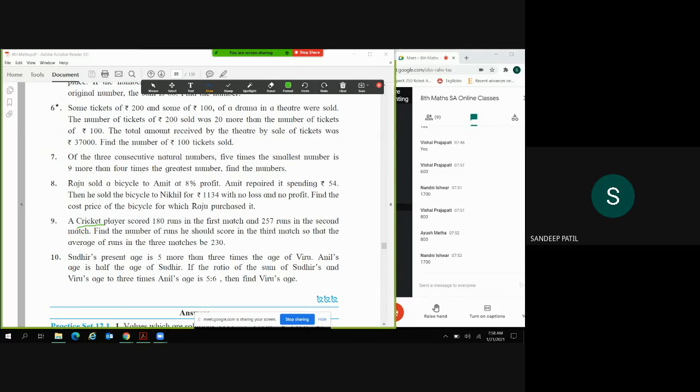So a cricket player scored 180 runs in the first match. Okay, one cricket player is there. He has scored 180 runs in the first match and 257 runs in the second match. Find the number of runs he should score in the third match so that the average of runs in the 3 matches will be 230. Okay, so this is a very very good problem, which we will try to solve here.